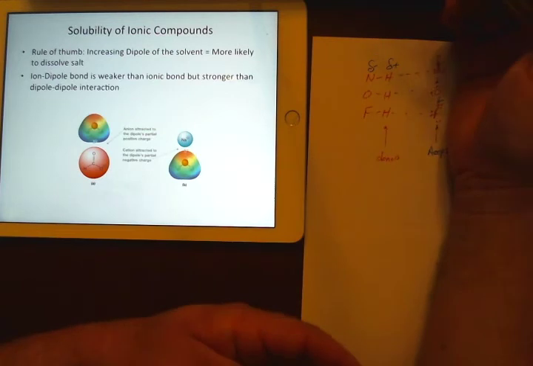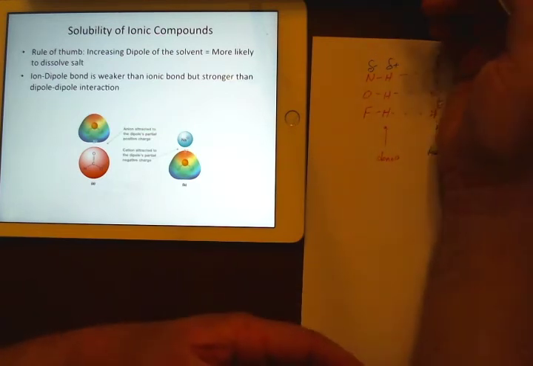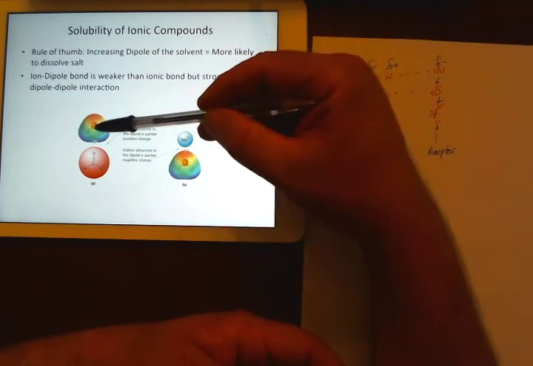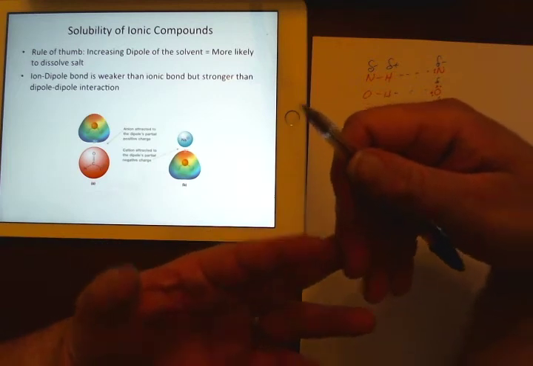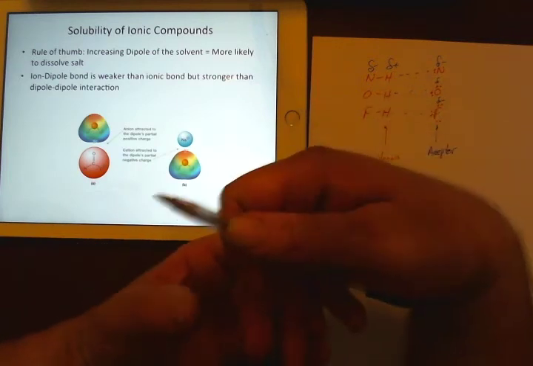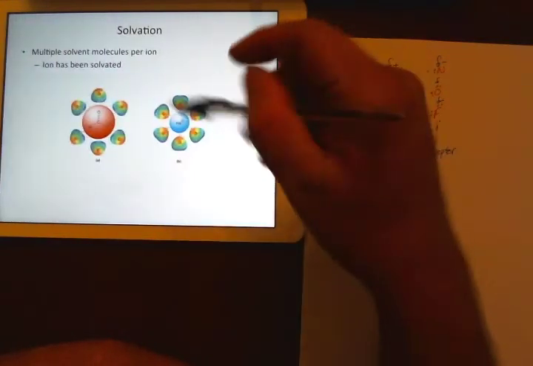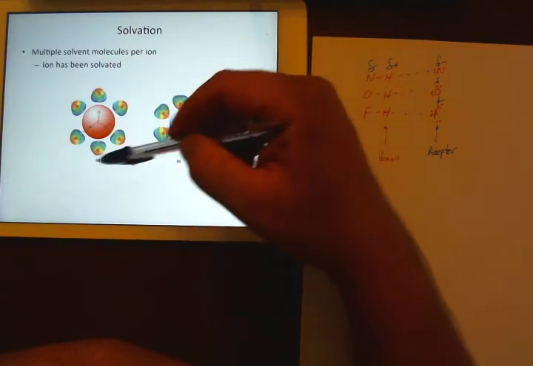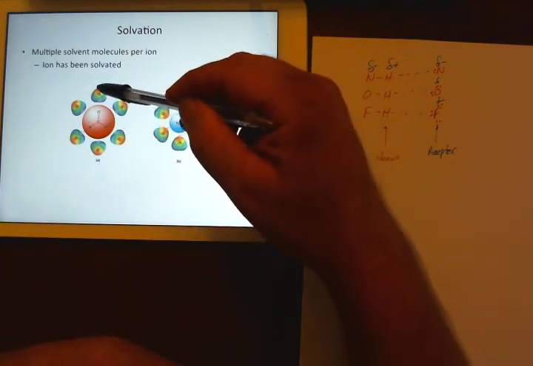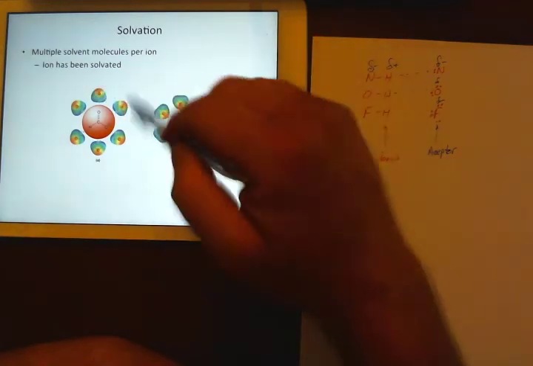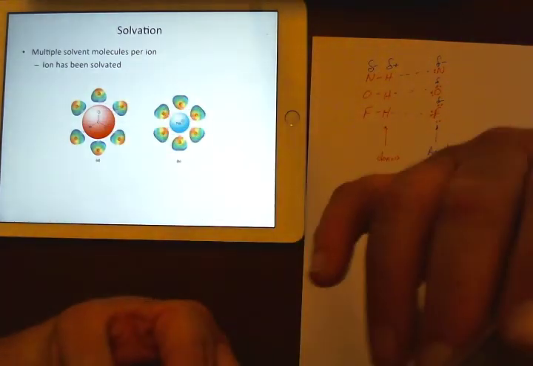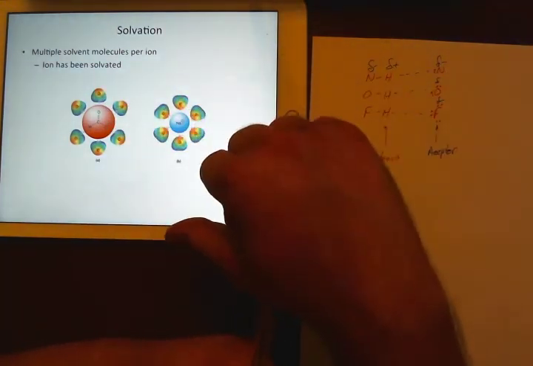Now, there's some caveats to that. Because what you're going to do is have the positive side of that solvent go to the negative side, and the negative side go to the positive. And then what happens is you have more than just one, right? It's what's called solvated. You're going to have them all the way around, because there's usually a lot more solvent than there is molecule that you're dissolving, the solute.